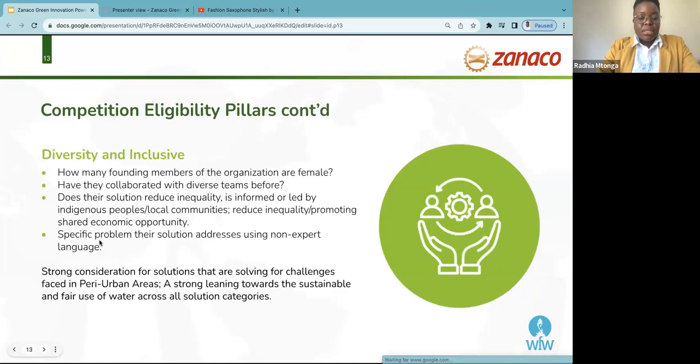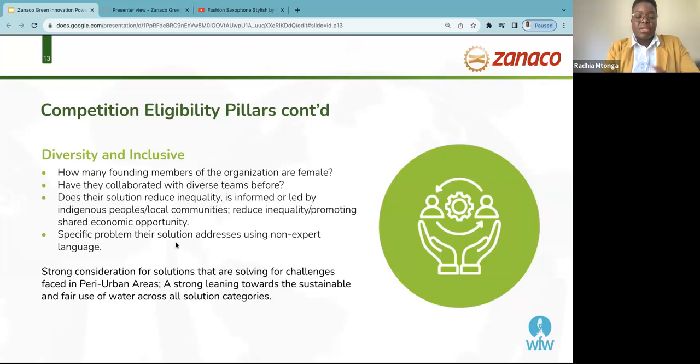Another pillar that is important is diversity and inclusivity. How many founding members of the organization are female? Or if there are no founding members, how many females in this organization have significant decision-making power? Something that will also be of note is, have you collaborated with diverse teams before? This is because of the way the bootcamp is designed. It will be a lot of team collaborations, working with other people that you have never seen before, or working with other businesses that do things differently. And so we will be looking for the ability to collaborate with diverse teams.